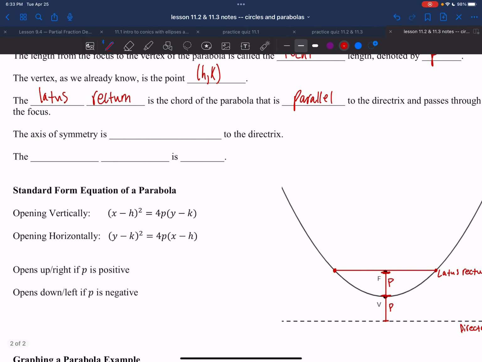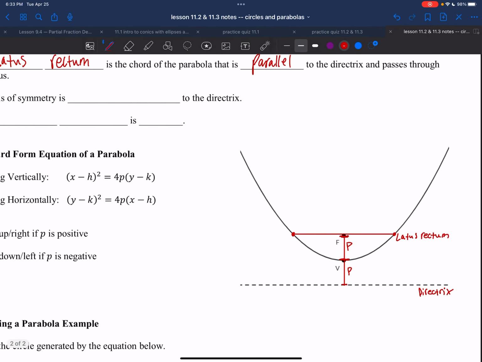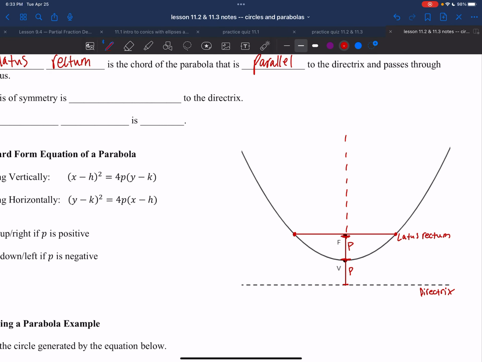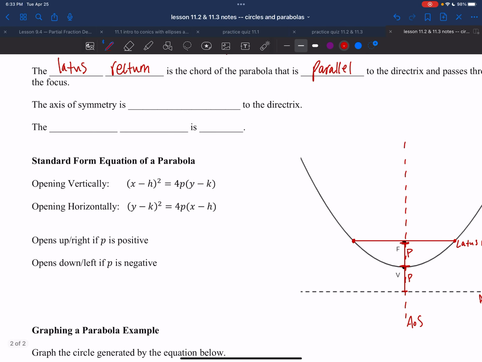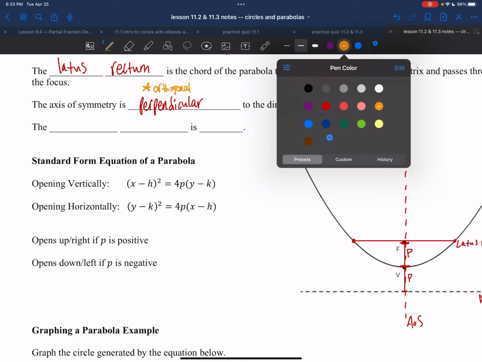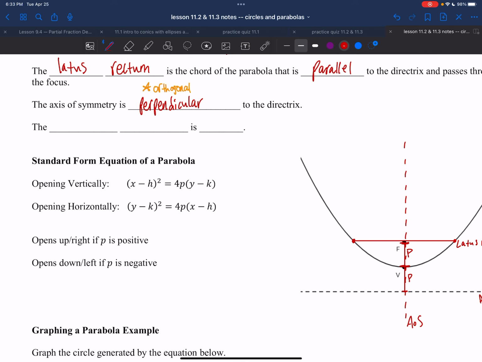The axis of symmetry, well, we know what that is, right? It's the line where the parabola is symmetrical. Notice those two lines, the directrix and the axis of symmetry, are perpendicular. And by the way, if you wanted to expand your vocabulary, a new word for perpendicular is orthogonal. Orthogonal is a synonym for perpendicular. It means kind of the same thing. I don't know if you want to use that word, it's just interesting.